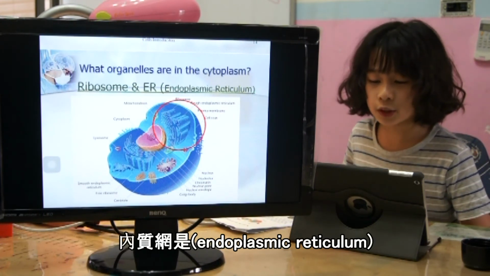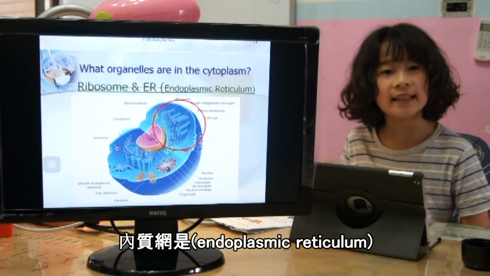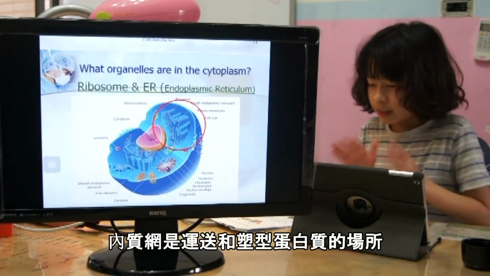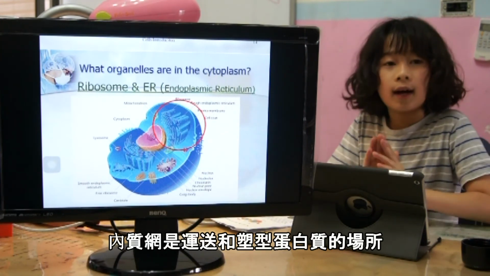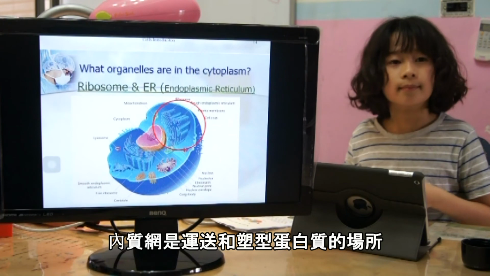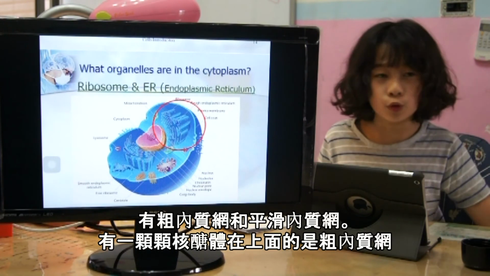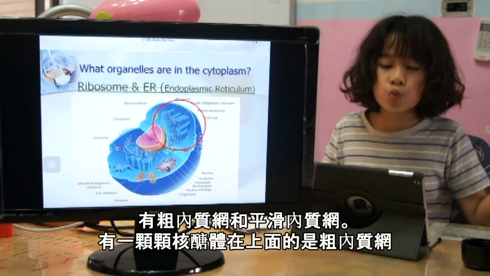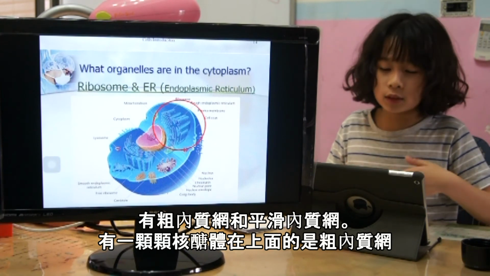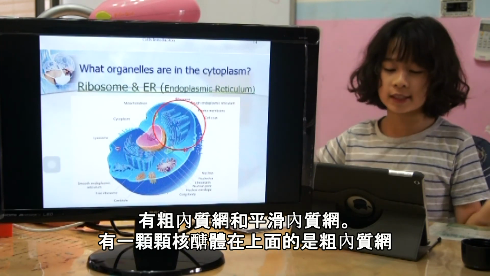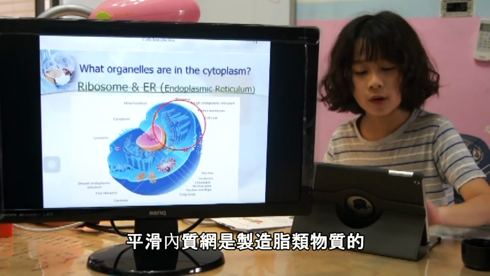What is ER? ER stands for endoplasmic reticulum, and the ER makes shape and moves the protein. There's a smooth one and a rough one. The rough one has ribosomes and makes protein. The smooth one makes lipids for the cell.